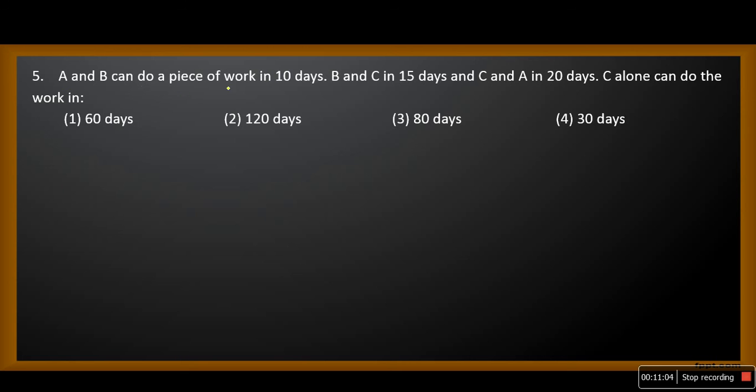A and B can do a piece of work in 10 days, B and C in 15 days, and C and A in 20 days. C alone can do the work in? Now see here, with efficiency of A and efficiency of B, they are taking 10 days to complete the work. With efficiency of B and C, they are taking 15 days. With C and A, they are taking 20 days to complete the work.